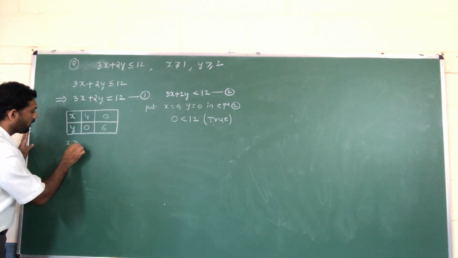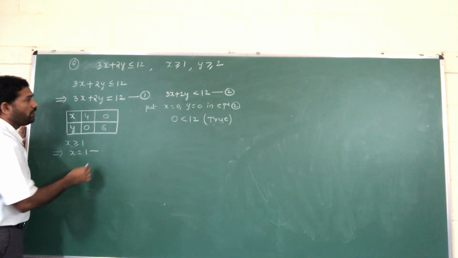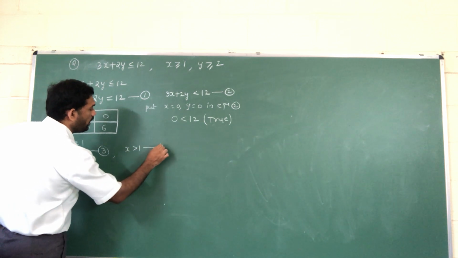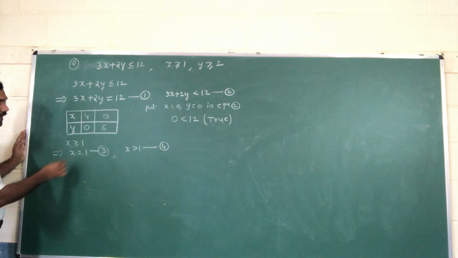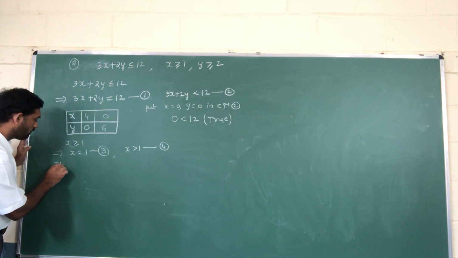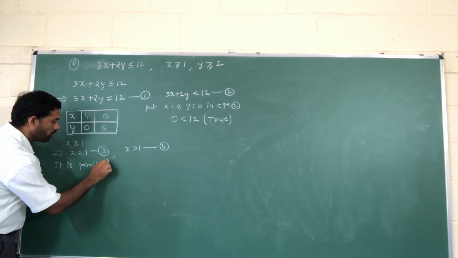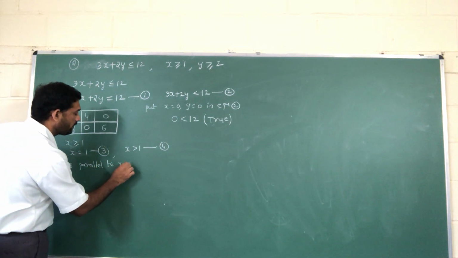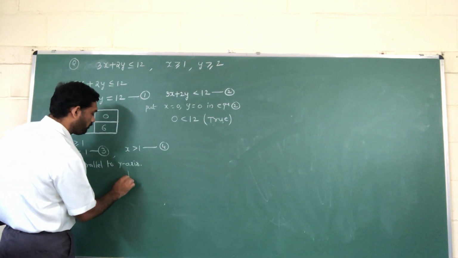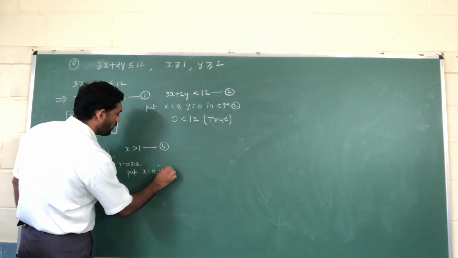After that, second one. So x greater than or equal to 1 implies x equal to 1, equation number 3. Next one is x greater than 1, it is equation number 4. So x equal to 1, according to the previous problem, is parallel to the y axis. After that, here 0 is substituted, put x equal to 0 in equation number 1.